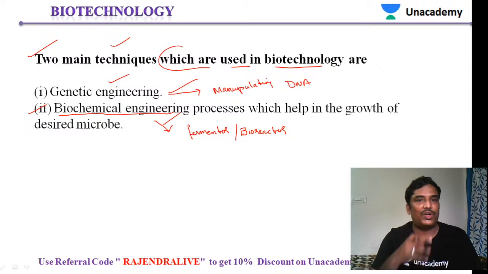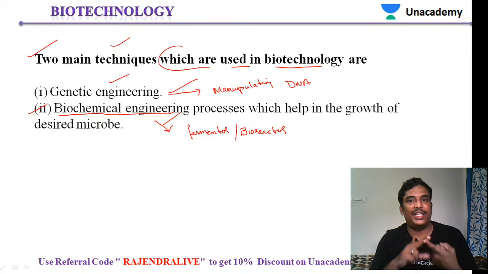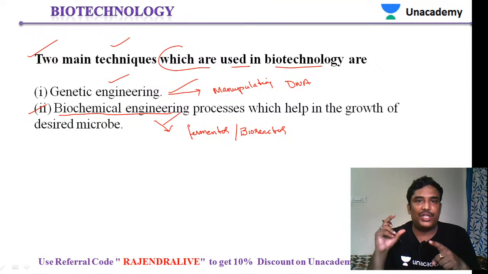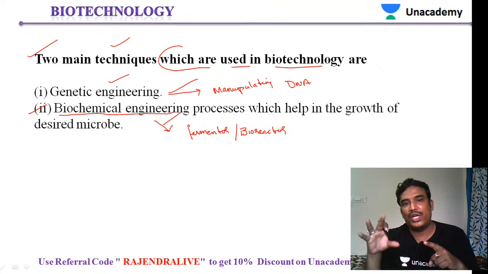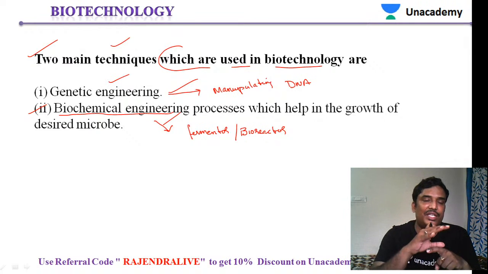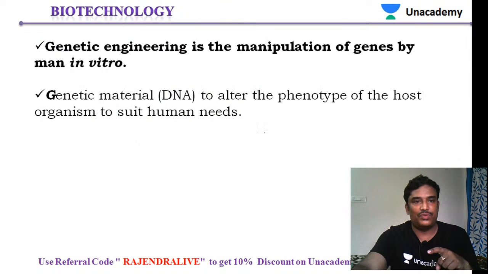So we have to remember that the two major techniques used in biotechnology are genetic engineering and biochemical engineering. You have to remember these two terms, students. In a multiple choice question they will ask what the two techniques involved in biotechnology are. No doubt it is genetic engineering and biochemical engineering.